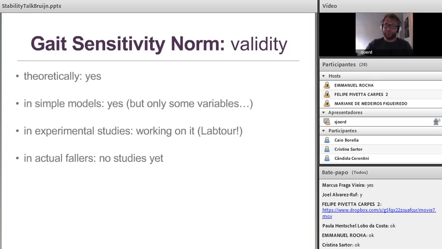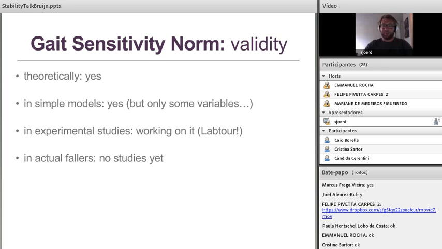In experimental studies, I'm working on it, and if you're in the lab, I'd be happy to give you a lab tour and show you the experiment. You can actually be a subject if you're around in Amsterdam. And in actual falls, there are no studies yet. One reason is that for this measure you need dedicated perturbation equipment, which not a lot of people have, and it would be hard to get a lot of people to your lab, etc.